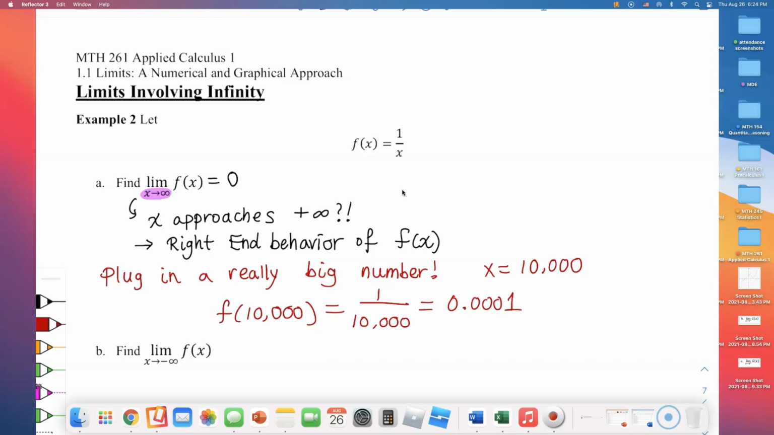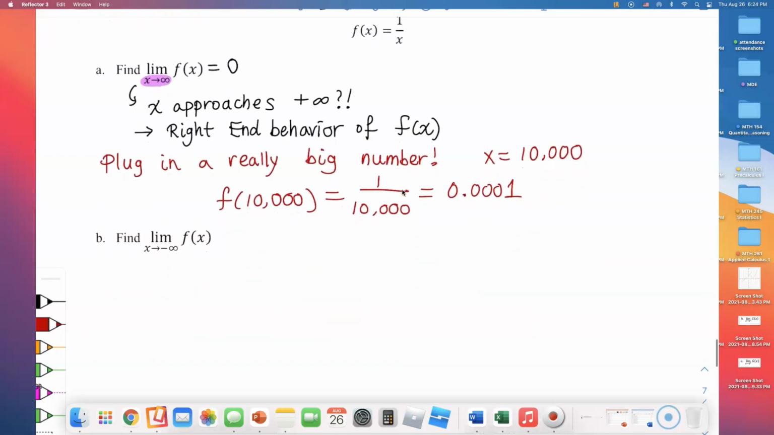How about we try the left end, okay? What they mean by x approaches negative infinity is they're asking you for the left end behavior of f of x. Because negative infinity means smaller numbers. And where do you keep these smaller numbers on the number line? On the left side, right?